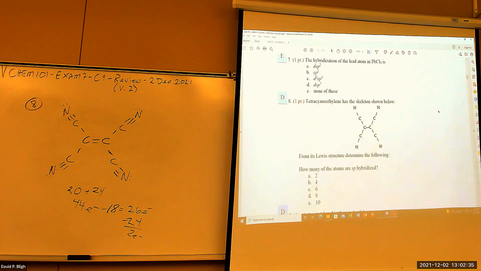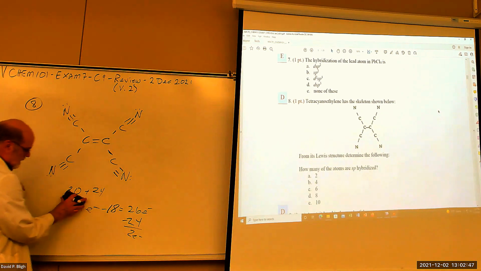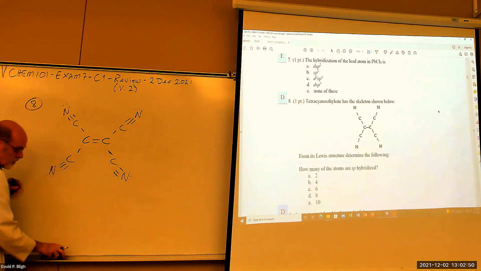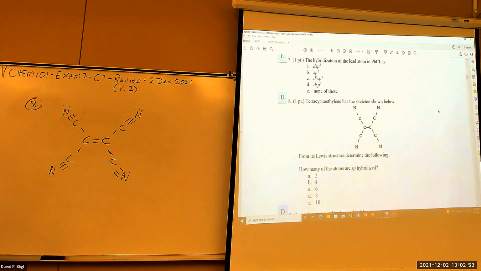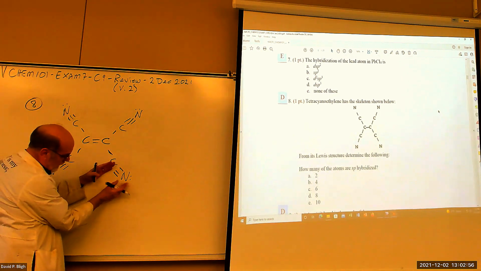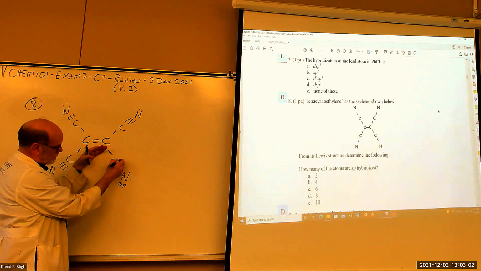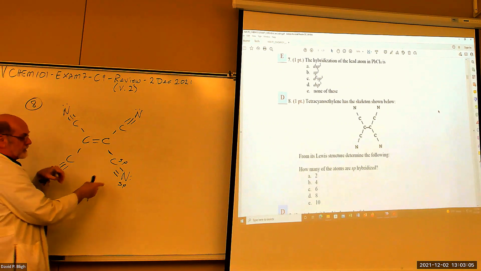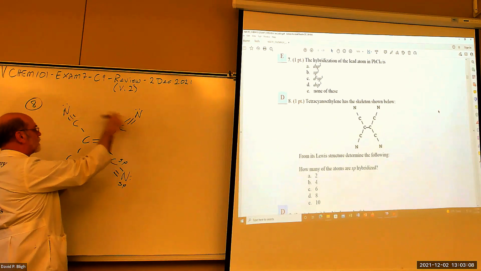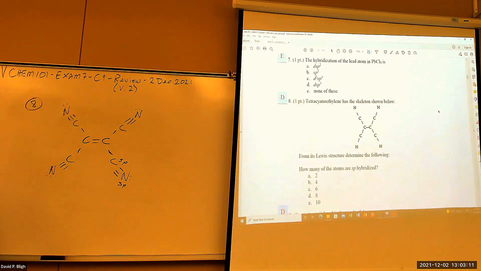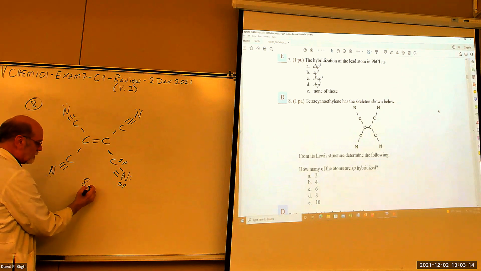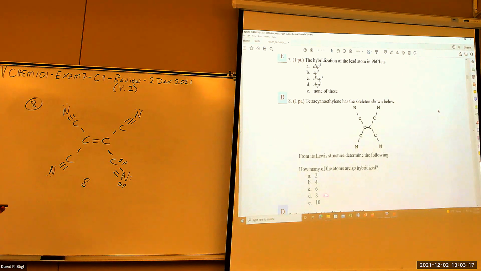All right, so what's the question? How many of the atoms are sp hybridized? sp hybridized means two groups, correct? Okay. And remember, when we say hybridization, we are also talking about electronic geometry. So this atom has 1, 2, it's sp. This one has 1, 2, it's sp. So you have 2 sp's here, 2 there, 2 there, 2 there. 2 times 4 is 8. You have 8 atoms that are sp hybridized. That's why the answer is D.